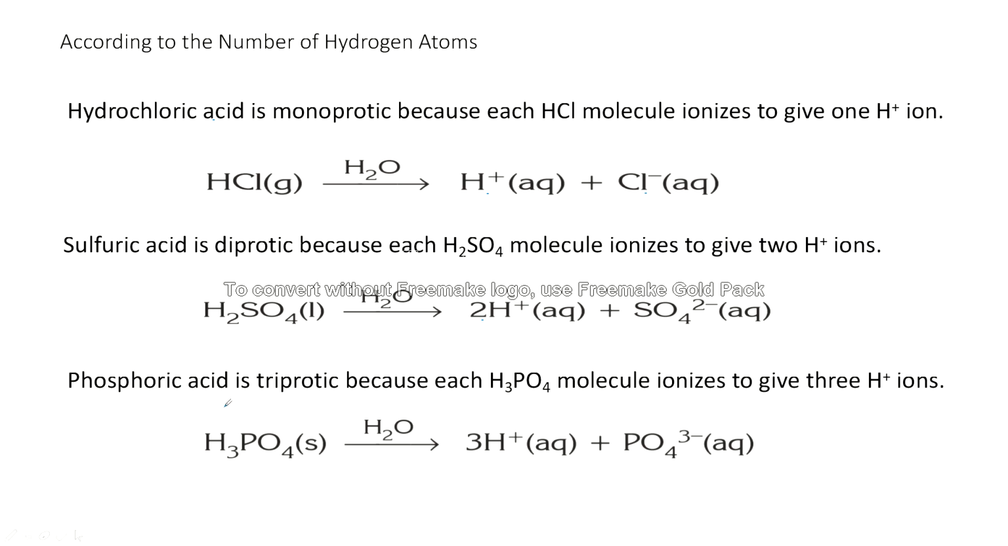For phosphoric acid, we call it a triprotic acid because when it dissociates in water, we have three hydrogen ions and we have the phosphate ion. Okay, so we need to balance the equation.